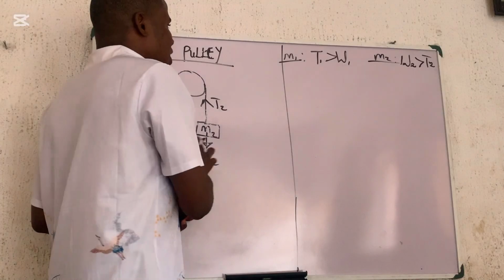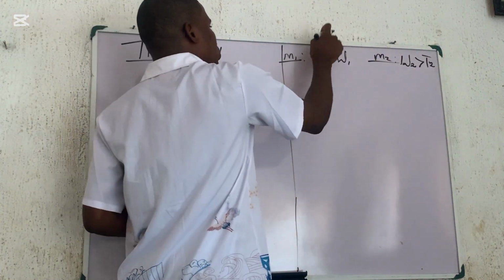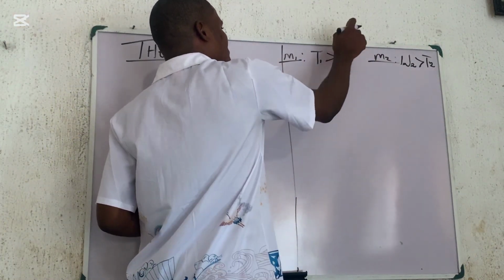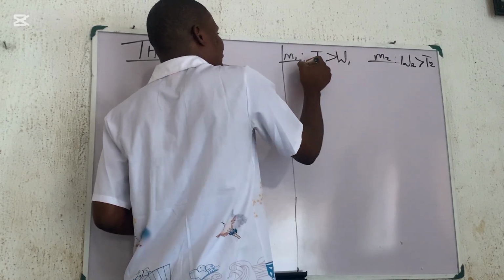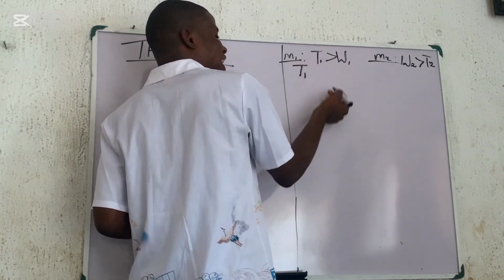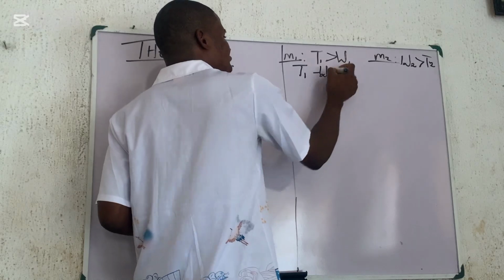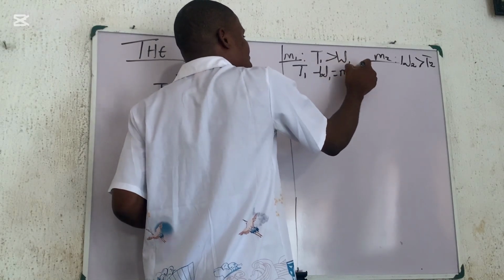Does it make sense? Since tension and weight are both forces, and the greater one leads, when I take the subtraction, tension 1 minus weight of body 1 is equal to another force. Let's call it MA.